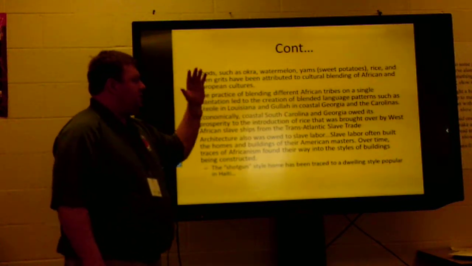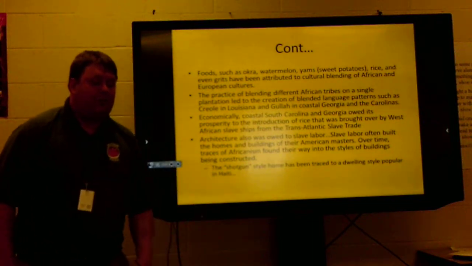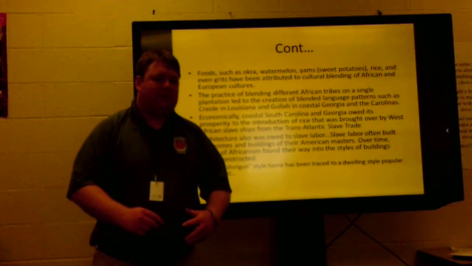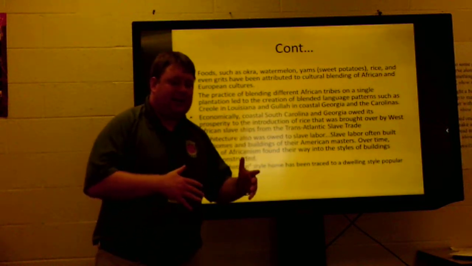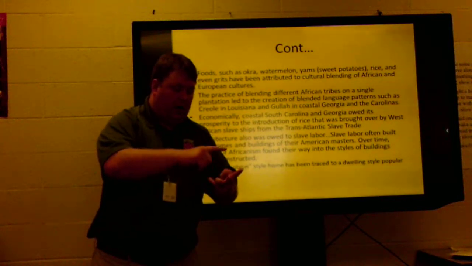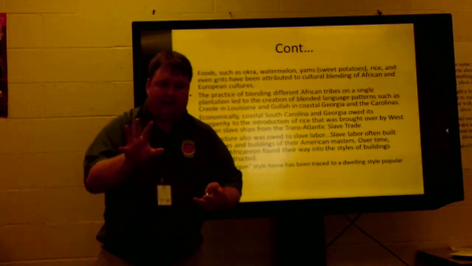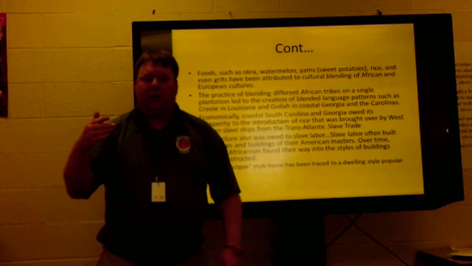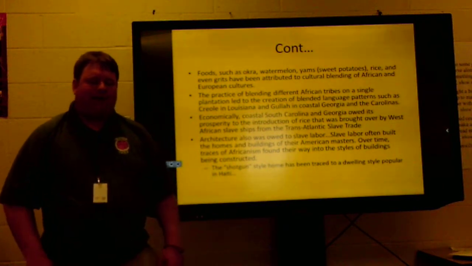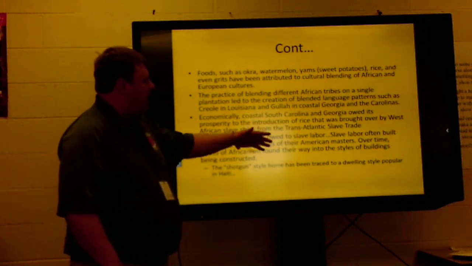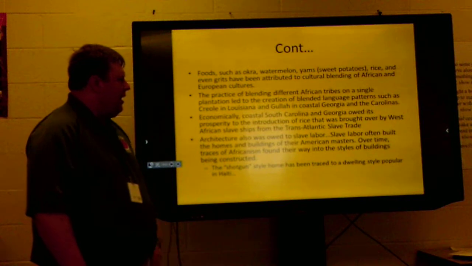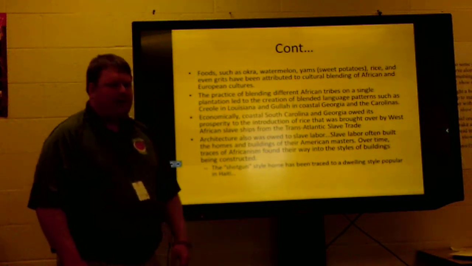But foods such as okra and melons, remember, because of the Columbian Exchange, things are going to exist in the New World that never existed. Melons did not exist here. Cantaloupes, honeydew melon, watermelon, none of that stuff existed here. That was brought by way of the Columbian Exchange, by way of Africans to America. Yams or sweet potatoes, rice, even grits have been attributed to the blending of African and European cultures.